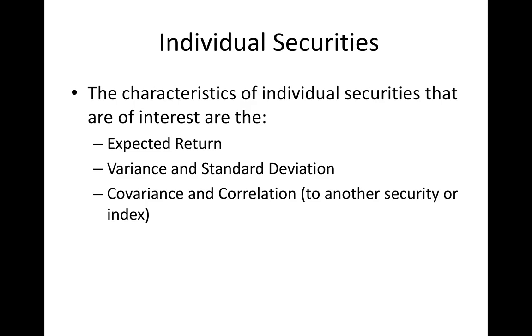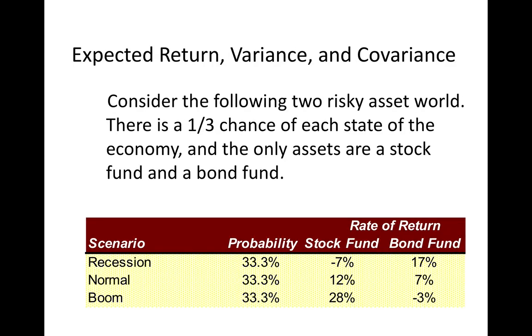Typically, the characteristics of an individual security that may be of interest to you as the finance manager are the expected return on that particular investment, its variance and standard deviation, which tells you the risk, and then you may also want to know how that co-varies or correlates to another security. This correlation is relevant because it allows you to put together an investment package that suits your peculiar situation. Now, let's look at examples here.